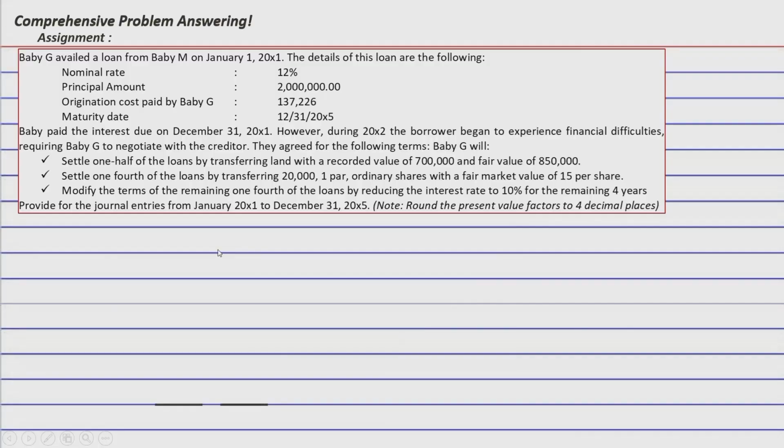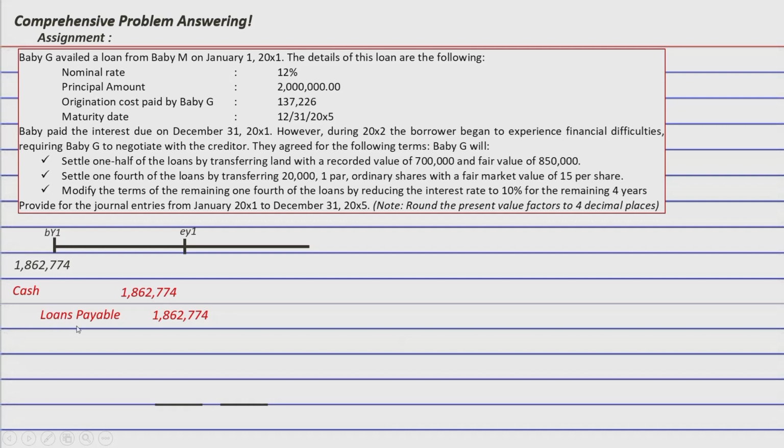So, at the beginning of year 1, the entry is not complicated because you just have to make a journal entry. Debit cash for the net amount that you have received as Baby G in this example, which is again 1,862,774. And again, that amount came from this 2 million minus this 137,226 origination cost. Now, the credit is loans payable for the same amount. So, that's the only entry at the beginning of year 20X1.